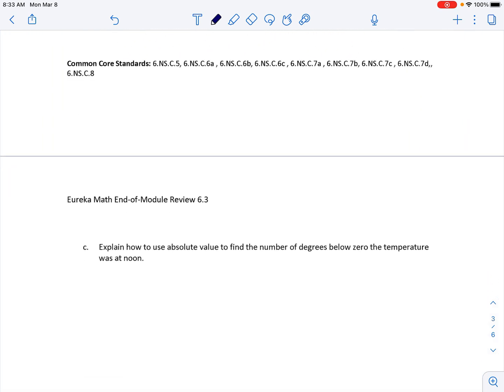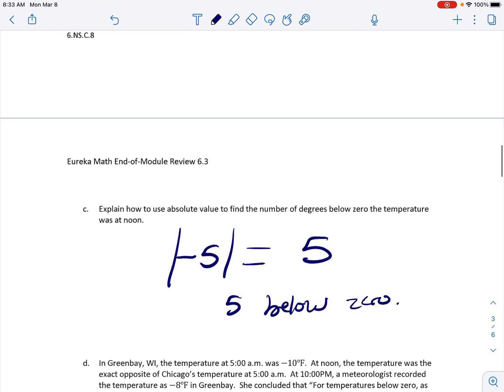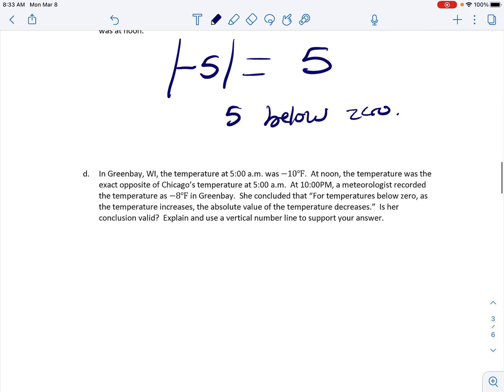And C says explain how to use absolute value to find the number of degrees below 0 at noon. So the temperature at noon was -5 degrees, so the absolute value of -5 is 5. So the temperature was 5 below zero. Okay, let's keep on moving, guys.